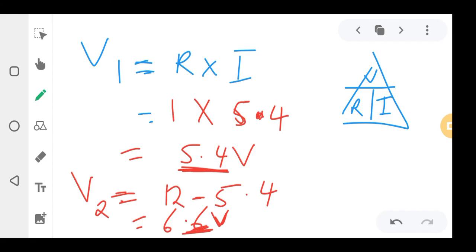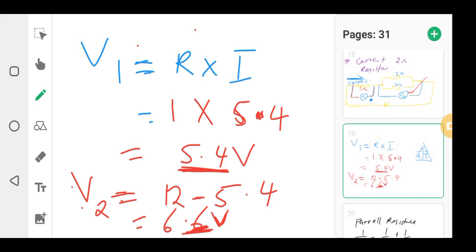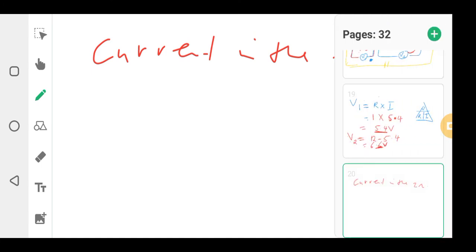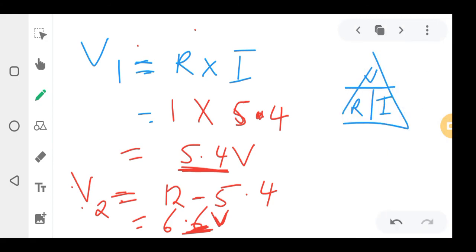And then since you have calculated these voltages now, the question was saying find the current in the 2 ohm. We're continuing, I haven't ended. The question was the current in the 2 ohm. Okay? So since now you know the voltage in the 2 ohm, what voltage is in the 2 ohm? You already know the voltage is 6.6. This one is the one that is in the 2 ohm.